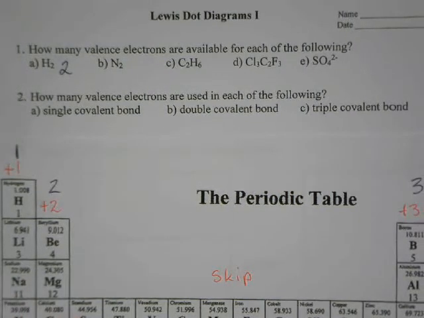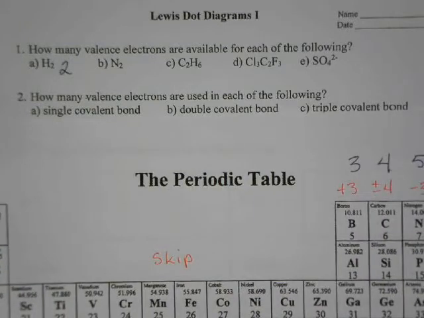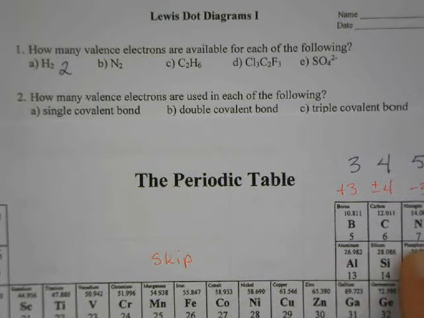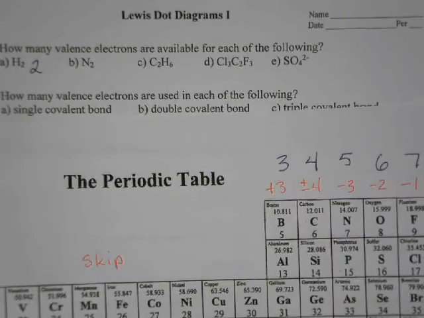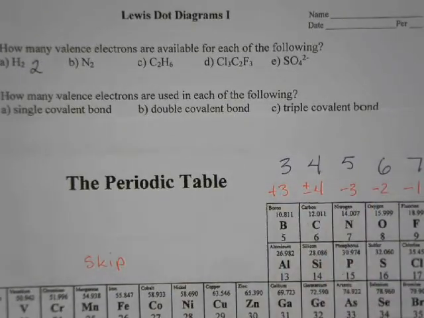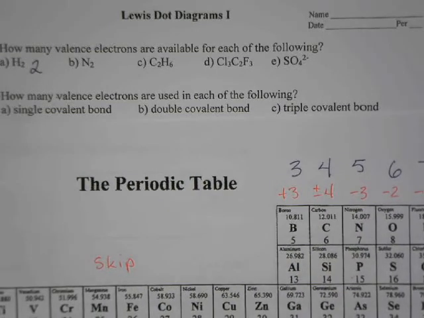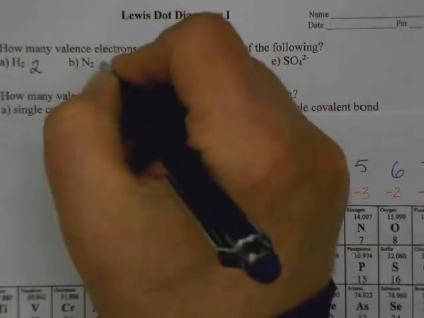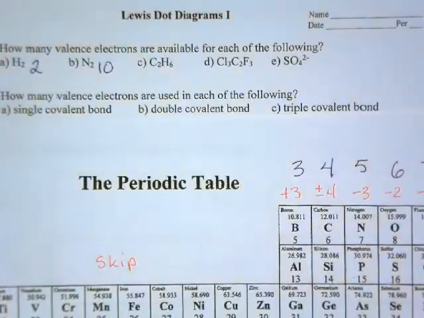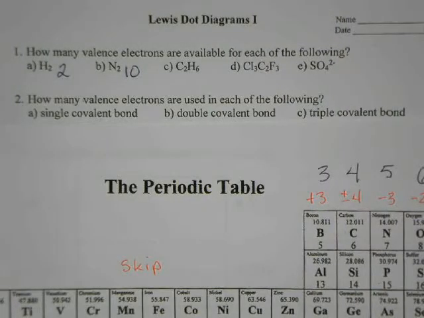All right, N2. What do you think? How many dots? You're like, I don't know. Well, go find nitrogen. Nitrogen, hey, that's in the column that has 5 valence electrons. So 5 dots. I have N2, so 5 and 5 means 10.